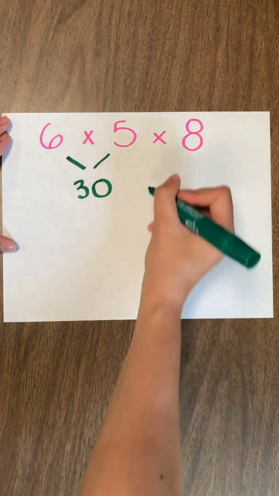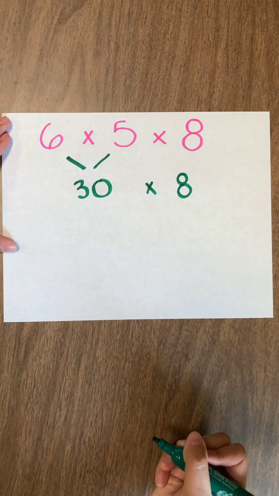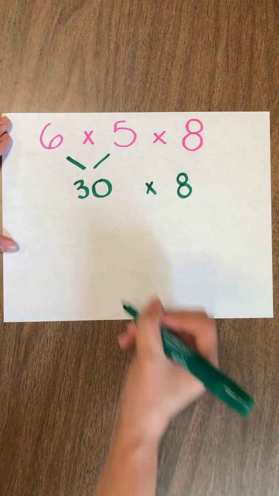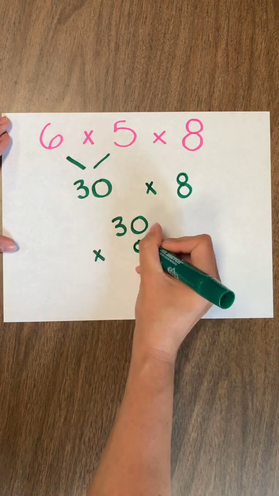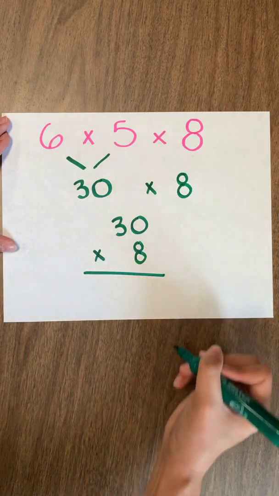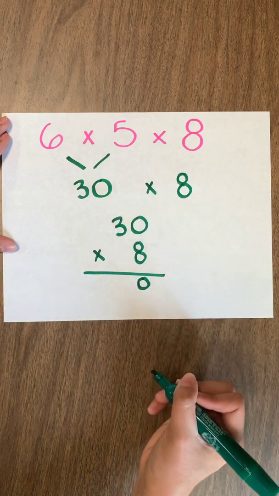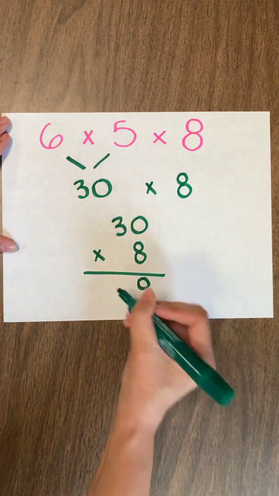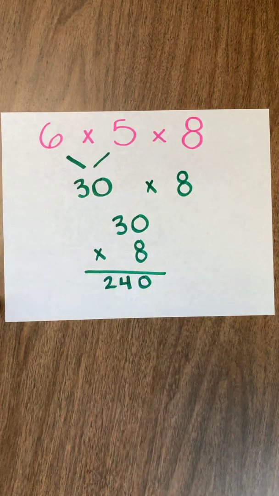So the next problem, I'll pull that down, would be 30 times 8. Kind of a larger problem. I can stack it to make sure I'm being accurate here. So 30 times 8. Here we go. 8 times 0 is 0. And then 8 times 3 is 24. So we end up with 240.